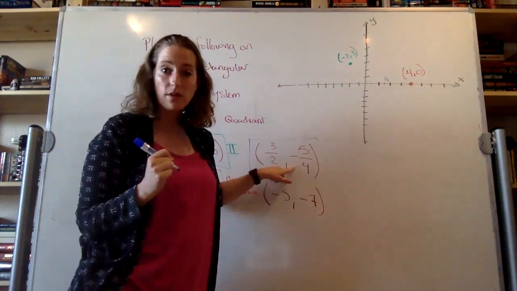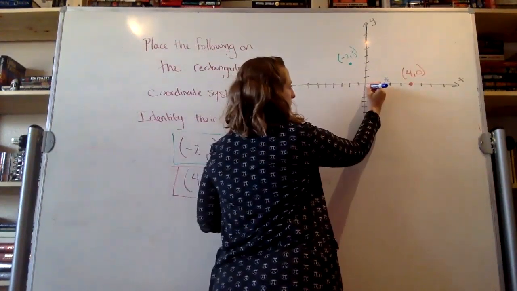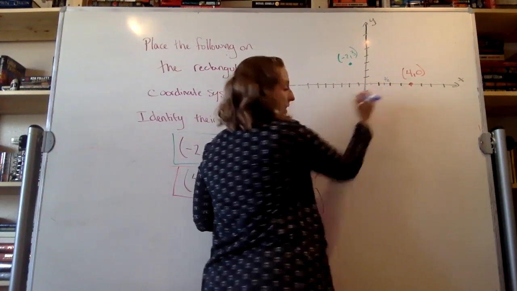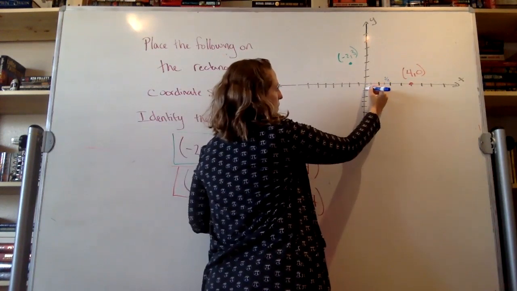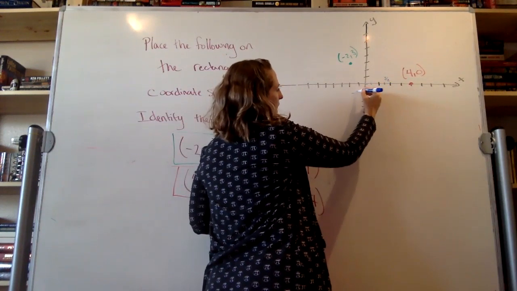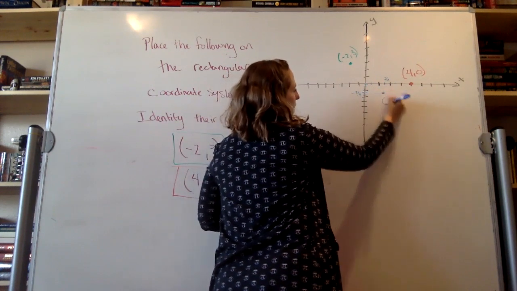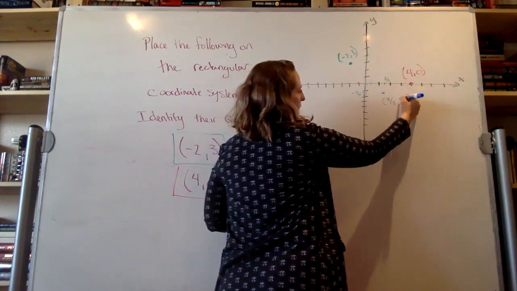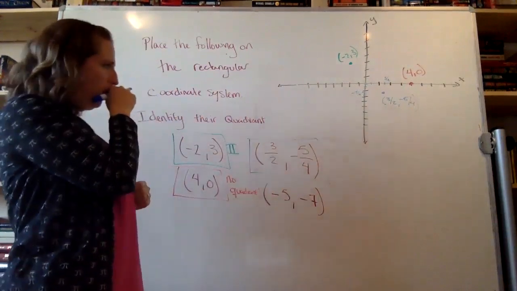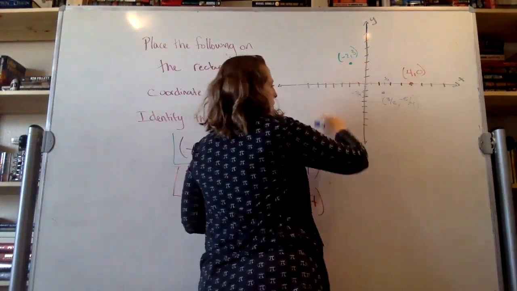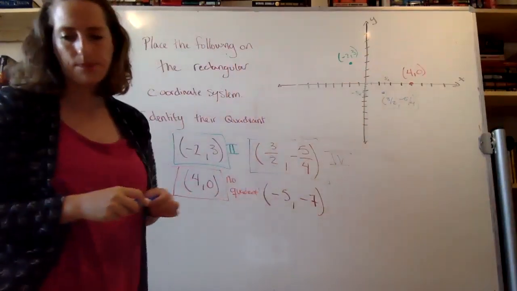Then I have to go down 5/4. The fourths tells me I need to split things into fourths. Sorry, this is going to be a little hard to see. So I'm splitting things into fourths, and then I'm going to count 5 of them. So 1, 2, 3, 4, 5. So here would be -5/4. So my point is going to be right here. I went right 3 halves and down 5/4. Now, which quadrant is that in? Well, that's in quadrant 4. The Roman numeral for 4 is IV.